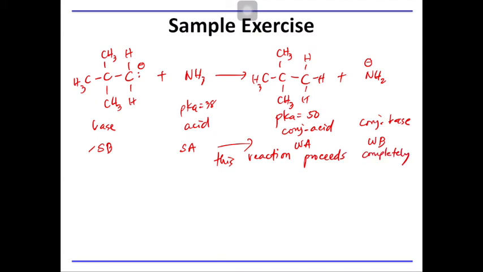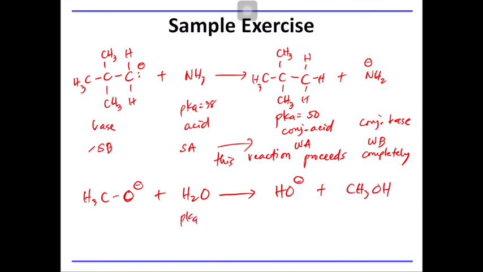Okay, how about you have methoxide and water to form hydroxide and methanol. Okay, the pKa of water is 15.7 and the pKa of methanol is 15.5. So in this context, since the pKa values are very near, meaning the strength is relatively the same. So if the strength is relatively the same, the reaction can go both ways. It can be reversible. So this reaction proceeds partially.